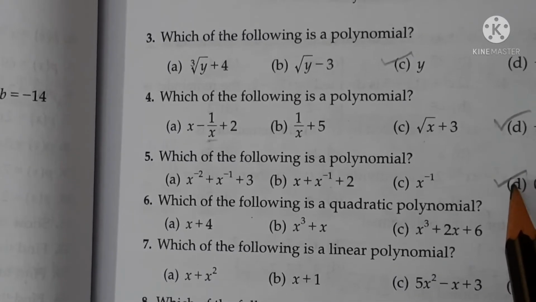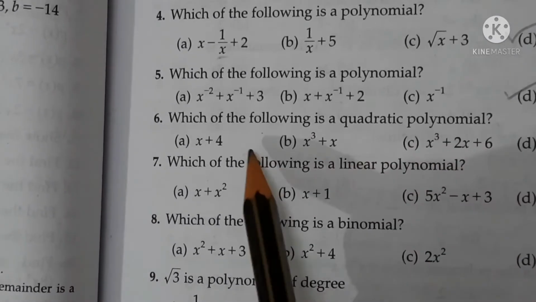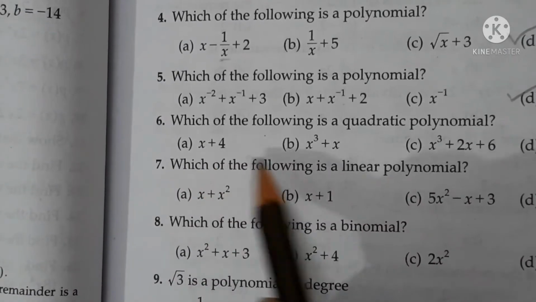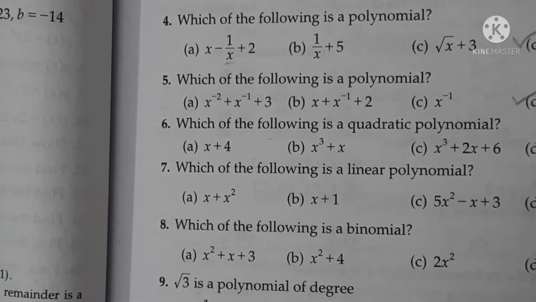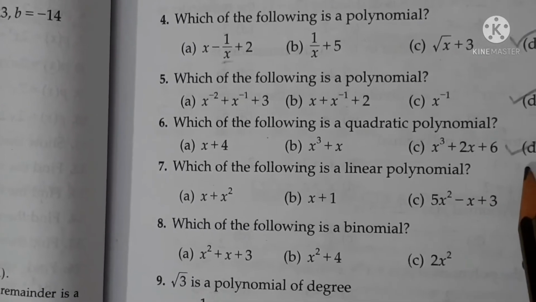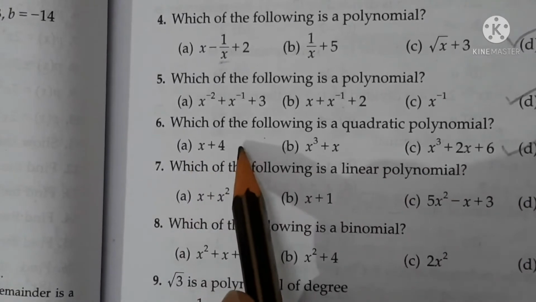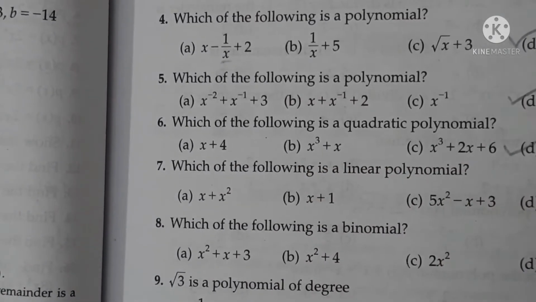Which of the following is a quadratic polynomial? Question number 6. Quadratic means the highest degree of the variable should be 2. So option D is correct. This is the quadratic polynomial. Here A is a linear polynomial, B cubic, C cubic polynomial, and option D is correct.